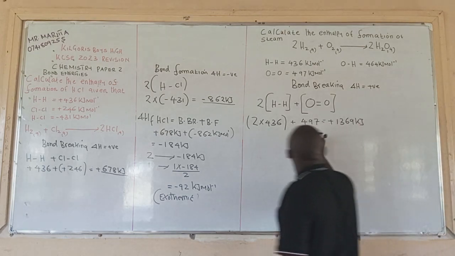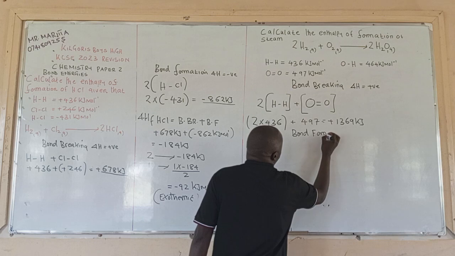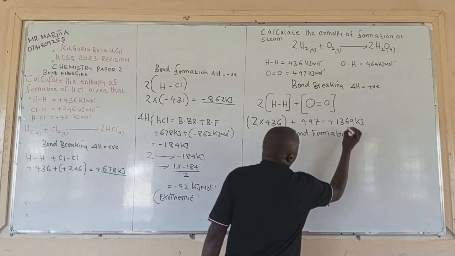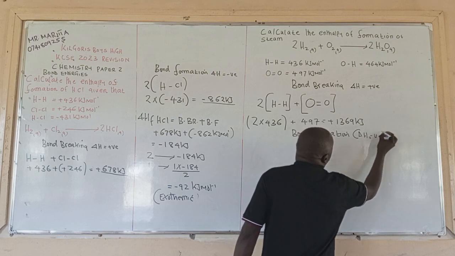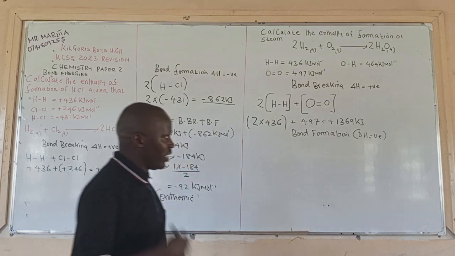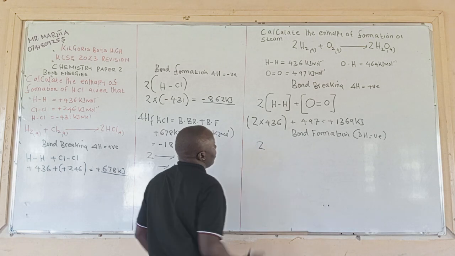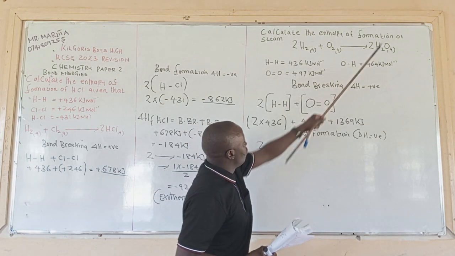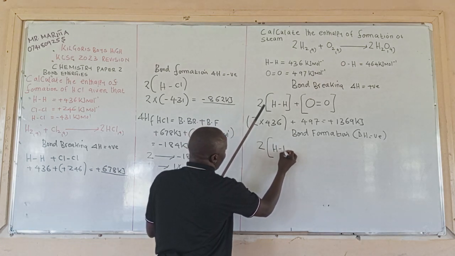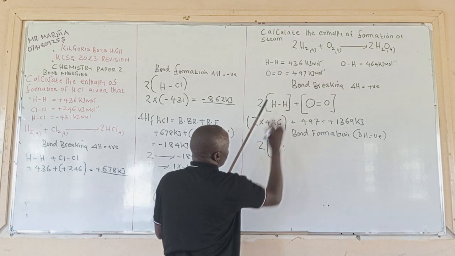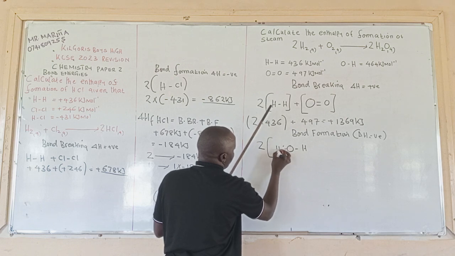Then we have bond formation. And bond formation is always exothermic. The heat is normally released to the surroundings. So what do we have there? We have two hydrogens and oxygen, with the hydrogens bonded to the oxygen, and this is for 2 moles of steam.